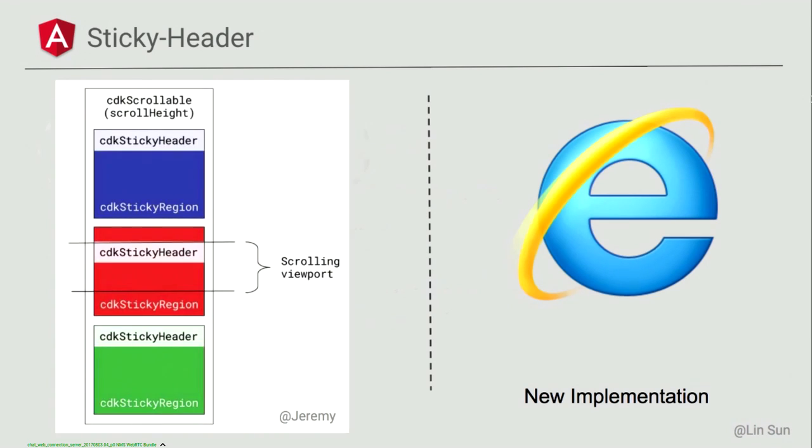For AngularJS, the implementation is to clone a new header, which is exactly the same as the original one, and stick it at the top of the container. But I had a new implementation, which is to reset the CSS style of the original sticky header. What I do is compare the offset top and the bottom of the sticky region to the scrolling viewport, so we can decide if the current header should be stuck. If we find that it should be stuck, we just change its CSS style and make it stick.